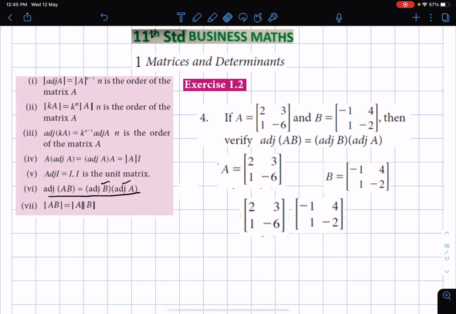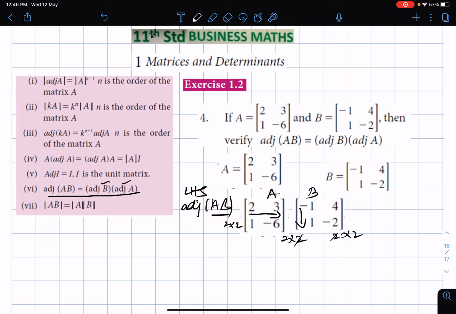So what is in LHS? LHS says adjoint AB. So first you are going to find out A into B. How to multiply A and B? First you verify the order. It is 2 cross 2 and 2 cross 2. If you cancel out these, your AB order will be 2 cross 2. Now how are we going to multiply? The first row with the first column and similarly with the second column, you multiply and write the answers.